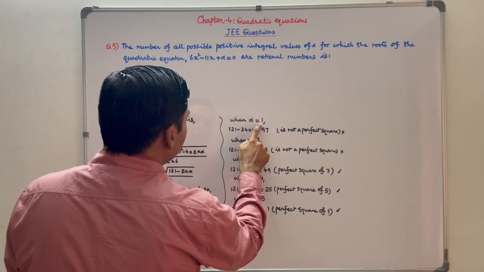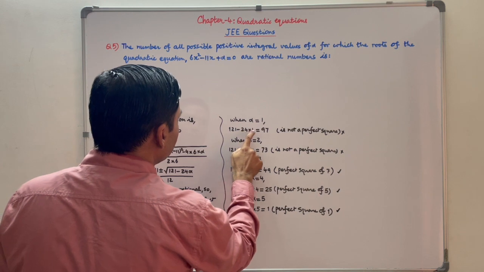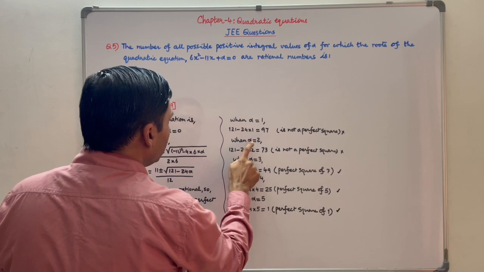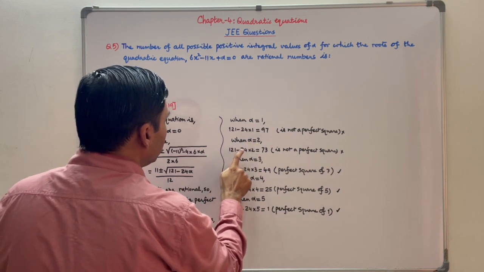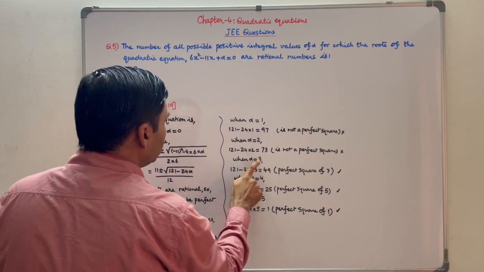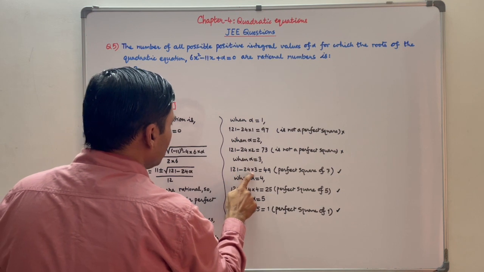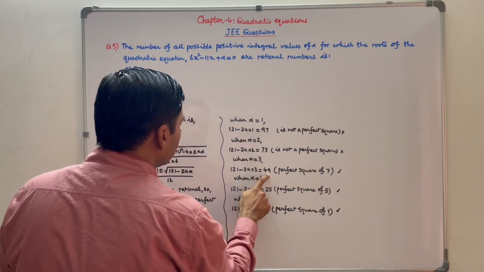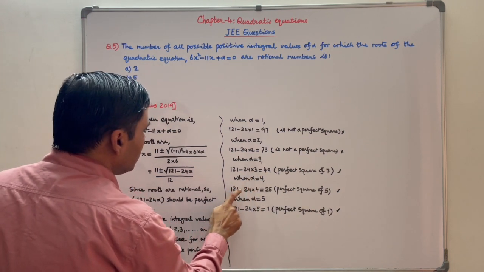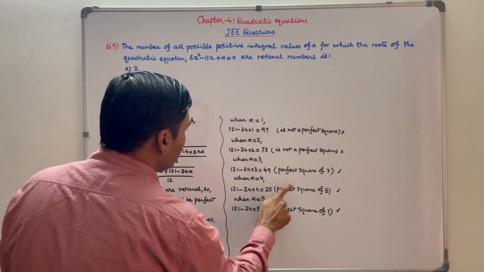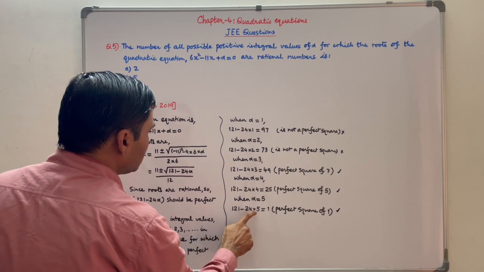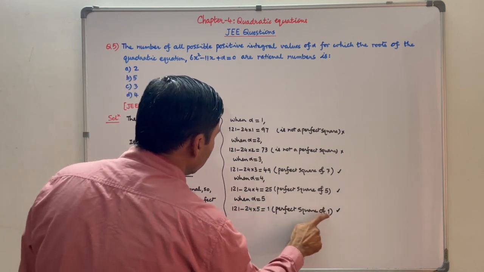When alpha is equal to 1, value of 121 minus 24 alpha is 97 and 97 is not a perfect square. When alpha is equal to 2, value of 121 minus 24 alpha is 73, which is not a perfect square. When alpha is 3, value of 121 minus 24 alpha is 49, which is perfect square of 7. When alpha is 4, value of 121 minus 24 alpha is 25, which is perfect square of 5. When alpha is equal to 5, value of 121 minus 24 alpha is 1, which is perfect square of 1.